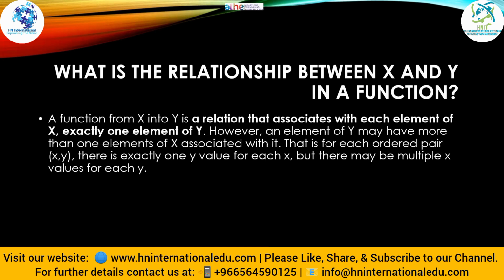And what is the relationship between x and y in a function? When we deal with functions, a function from x into y is basically a relationship that associates with each element of x exactly one element of y. However, an element of y may have more than one element of x associated with it. That is for each ordered pair x comma y, there is exactly one y value for each x, but there may be multiple x values for each y.